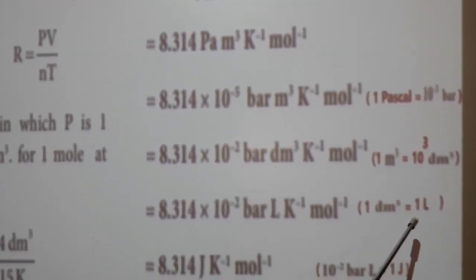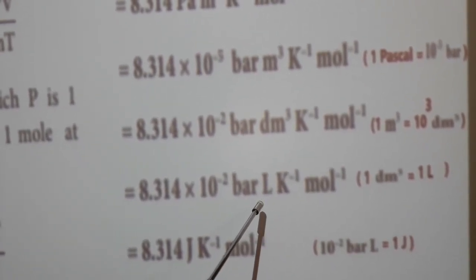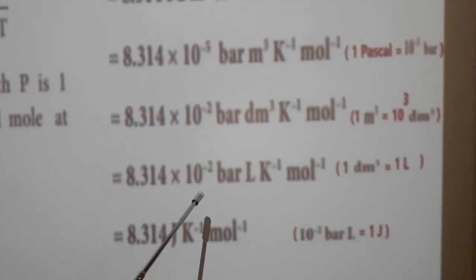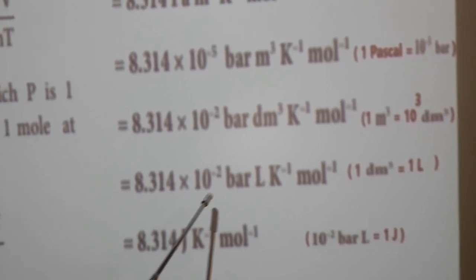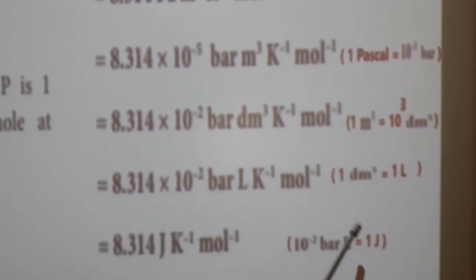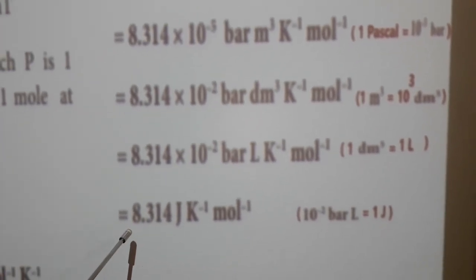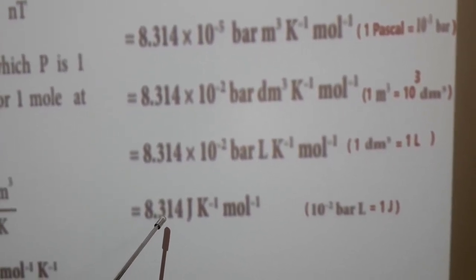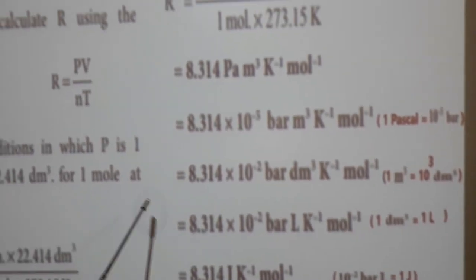Then 1 decimeter cube is equal to 1 liter, so we change the decimeter cube to liter. And 10 power minus 2 bar liter is equal to 1 joule. Now this value alone is changed to joule. So we get the R value as 8.314 joule Kelvin minus 1 mole minus 1.